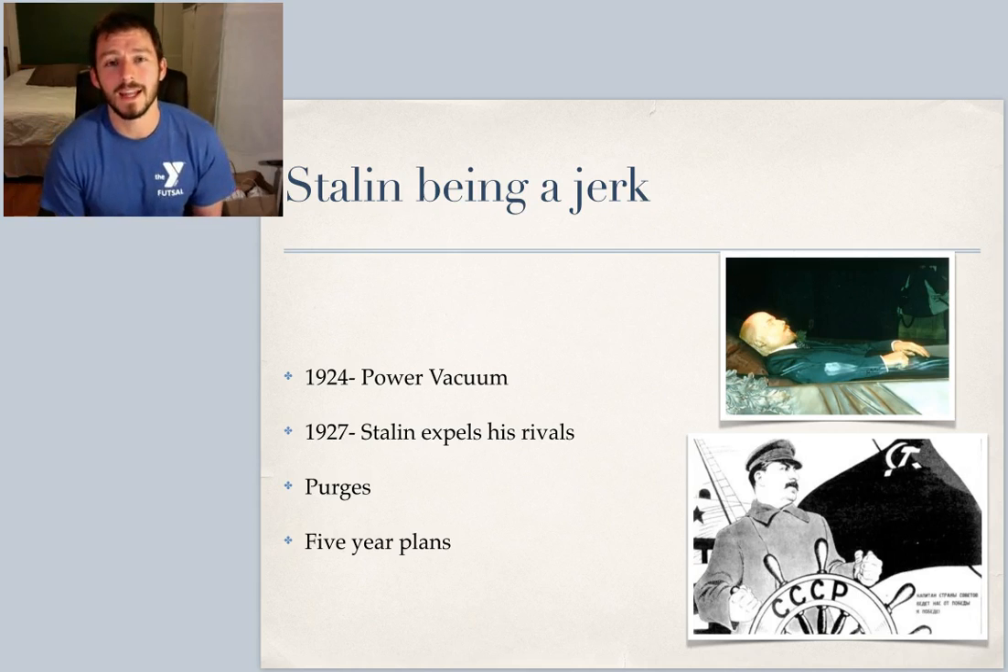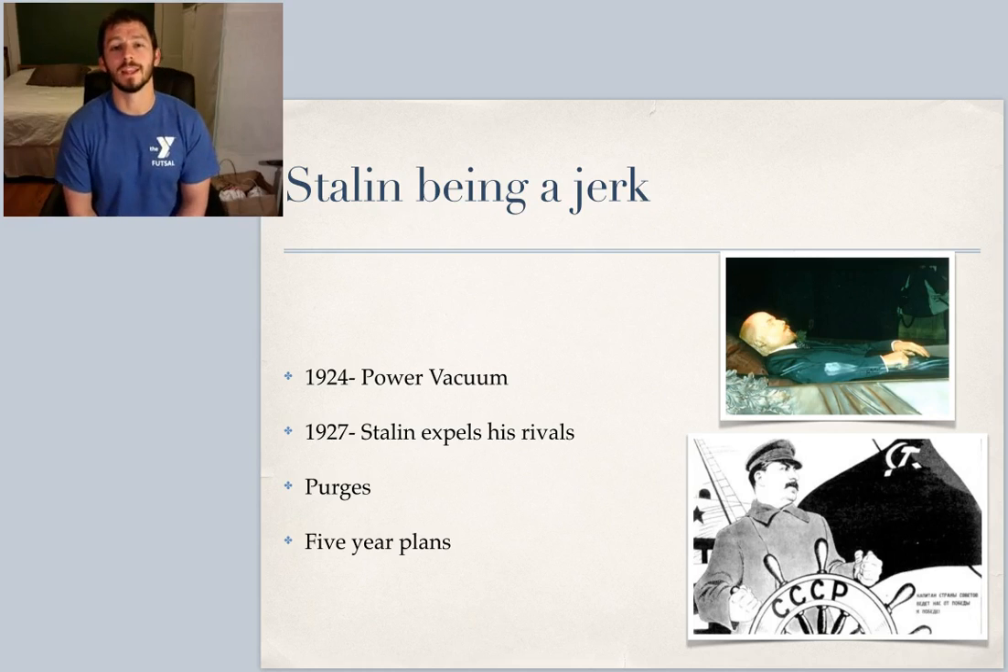Stalin, as we said, is the leader of the Soviet Union. He comes into power when Lenin dies in 1924. Through a crazy series of events, he will kick all of his rivals out of the Communist Party, and kill most of them. Stalin's just a big fan: if you have a problem, kill it. By '27, he's expelled his rivals.